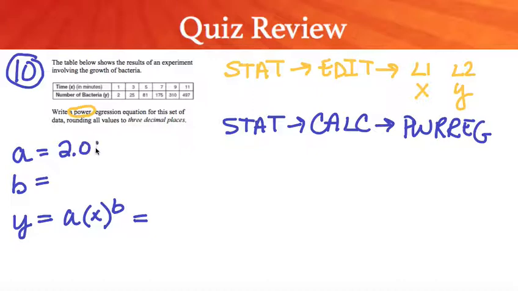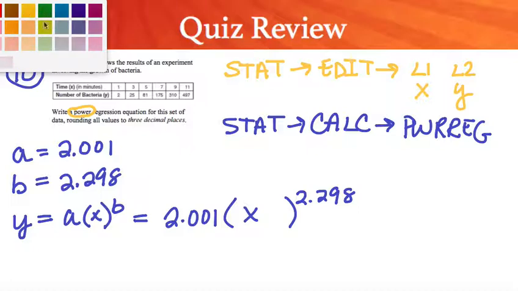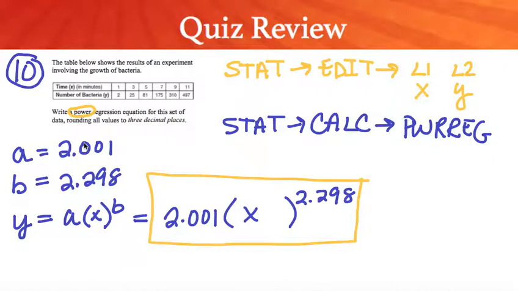Okay, so when we do that, for our power regression, it says to round to 3 decimal places, so we get 2.001 and 2.298. So the equation is going to be 2.001. Just write this out exactly like I'm writing it here. This is your x, and your exponent is 2.298. If you just write the A and B, then you haven't really provided the actual equation. You need to write out the actual equation, and that's your answer.